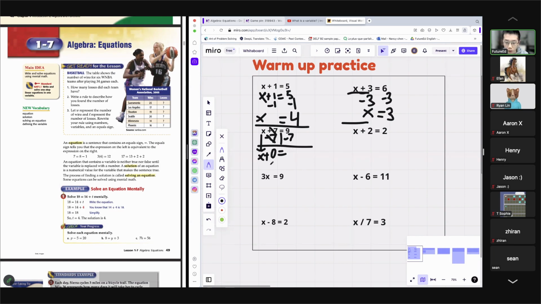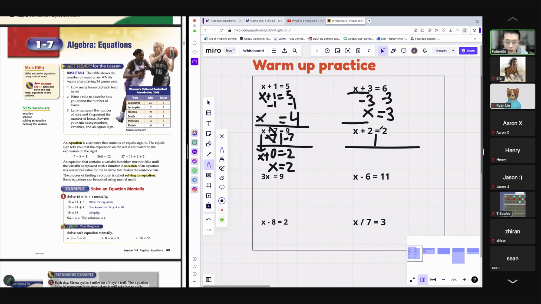So we get x plus 0 equals 2. And because anything plus 0 is the same as itself, we can just simplify this to x equals 2. Okay, last one. I think that follows the same order of things we've been doing here.